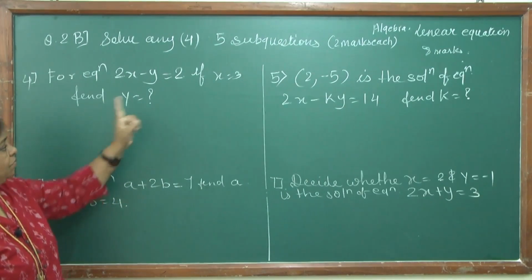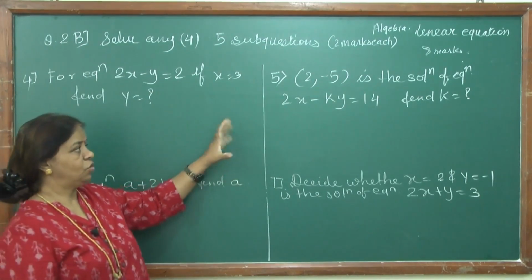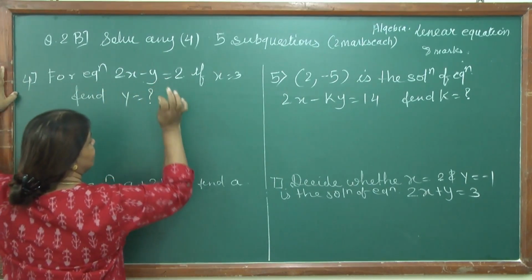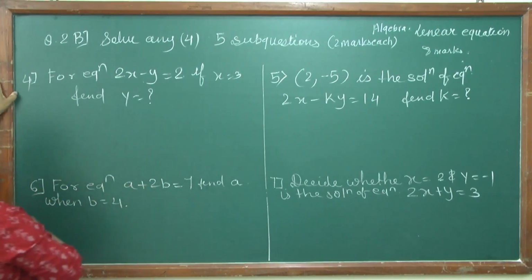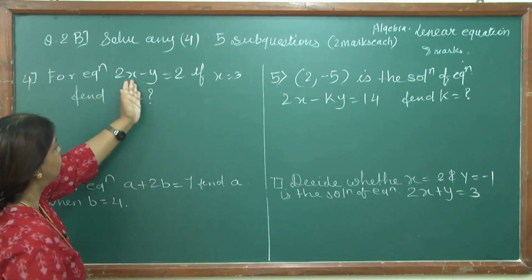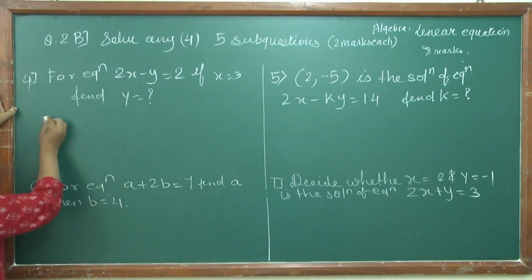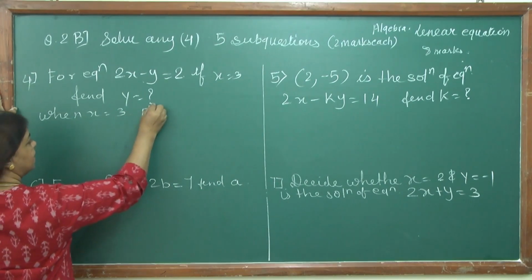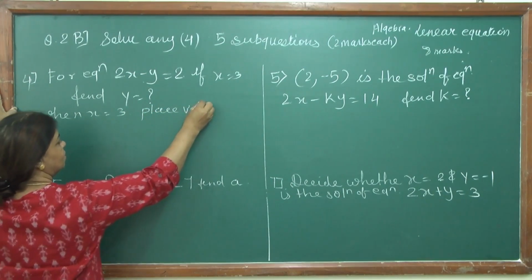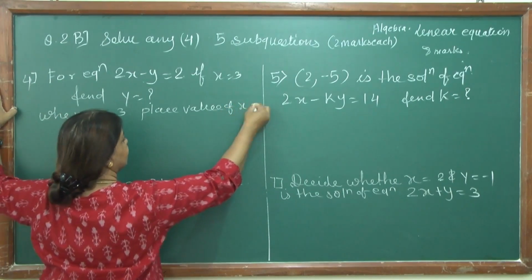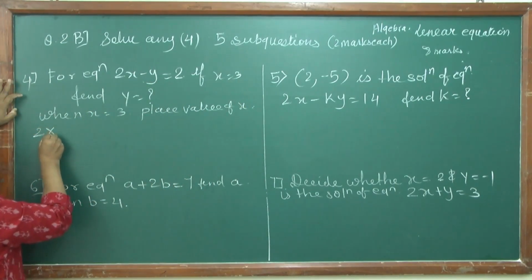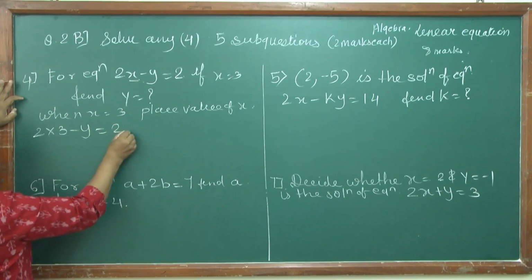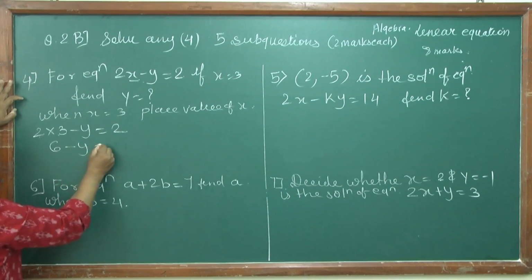Children, fourth sum, fifth sum, sixth sum, seventh sum, all together we will be doing. Let us begin with fourth. For the equation 2x minus y is equal to 2, if x is 3, find y. So when x is 3, place the value of x in the equation. So 2 into 3, minus y equal to 2. 2 3s are 6, minus y is equal to 2.